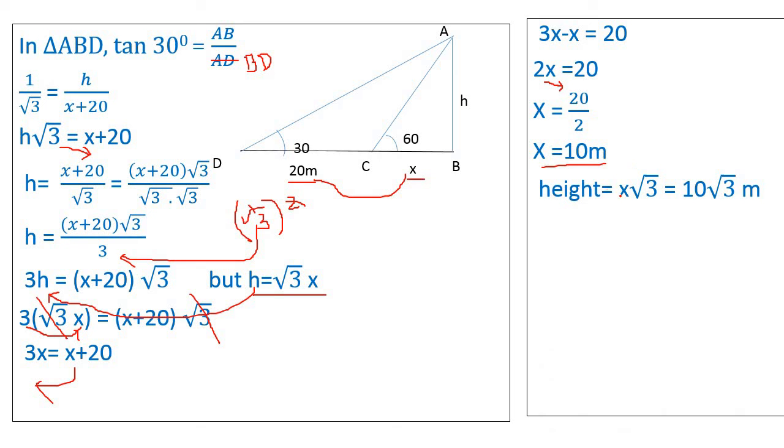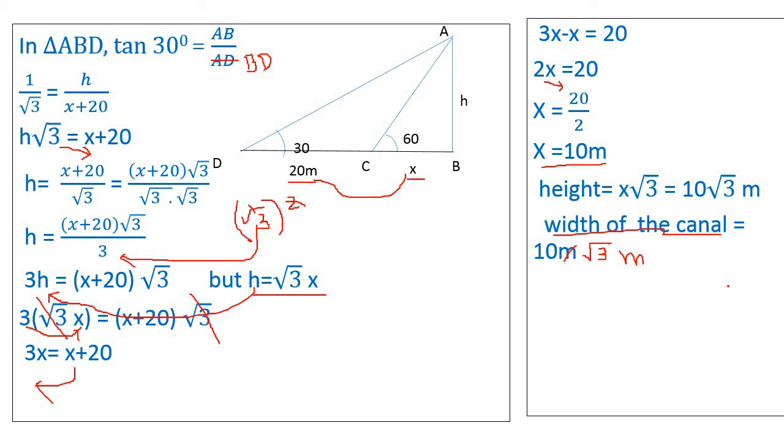Now height is x root 3. Already we have calculated the value of h here. The value of h is x root 3. So with x equal to 10, h is 10 root 3 meter. So 10 root 3 meter is the height of the tower.